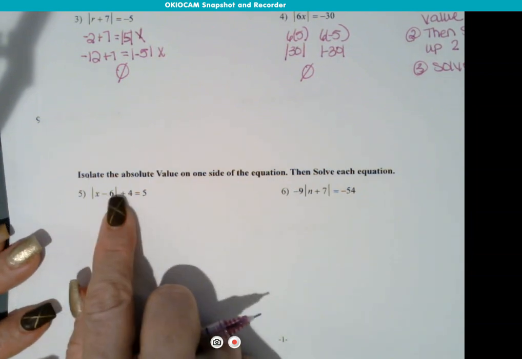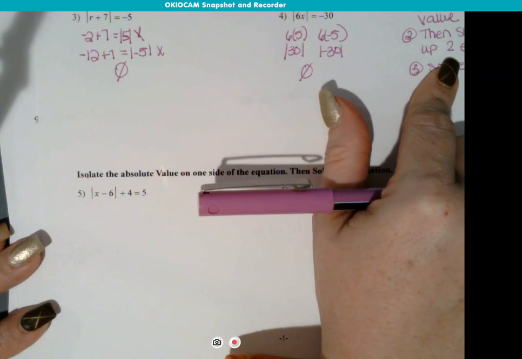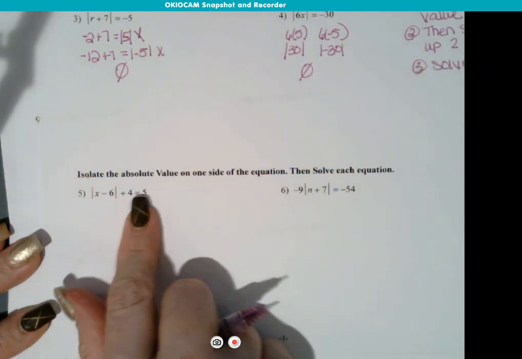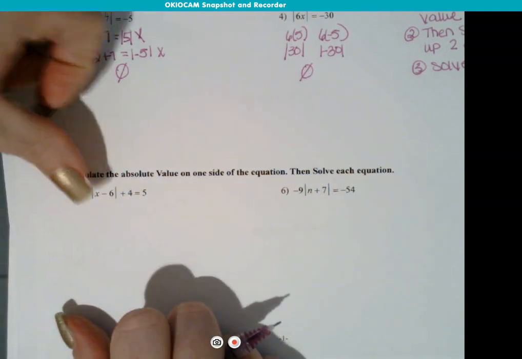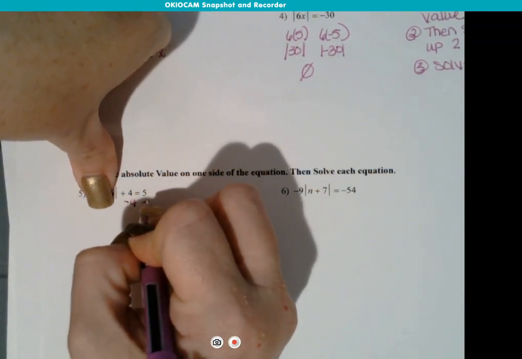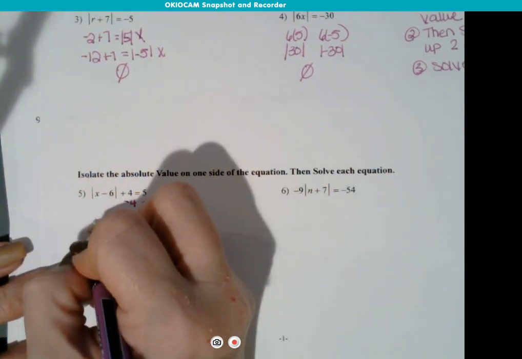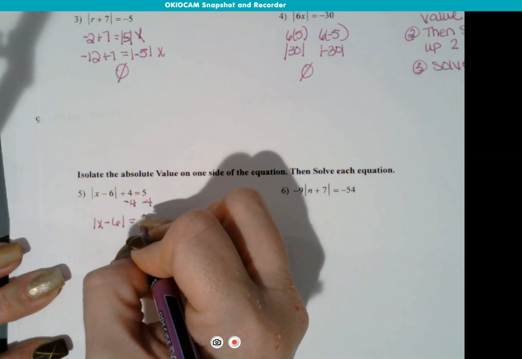So I can't make any of these decisions about whether I need two equations or not unless I isolate the variable, or the absolute value. So here's my absolute value. To isolate it, I need to move the 4, so minus 4. So x minus 6 equals 5 minus 4, which is 1.